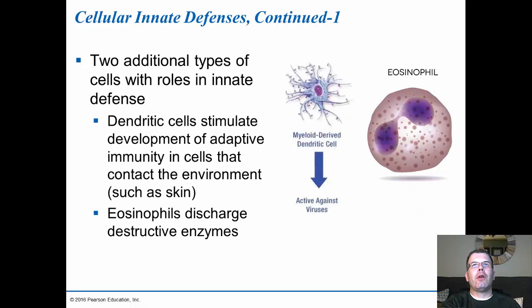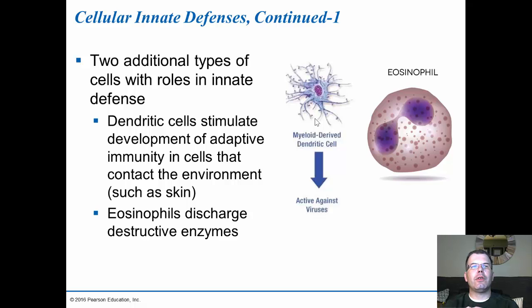Now, the other cells that we have are these dendritic cells. Again, they're called dendritic cells because they kind of look like a neuron. They have this big cell body, and then they have these dendrites that come off of them that are used to kind of trap and activate. And so they stimulate development of adaptive immunity and contact the environment like the skin. And so again, they're kind of these important mediators between the second and third line of defense because when they trap things, they then can present and show these to the T cells and the B cells.